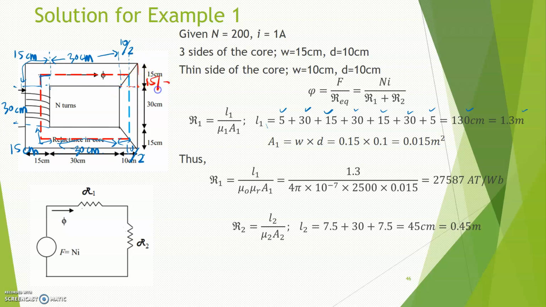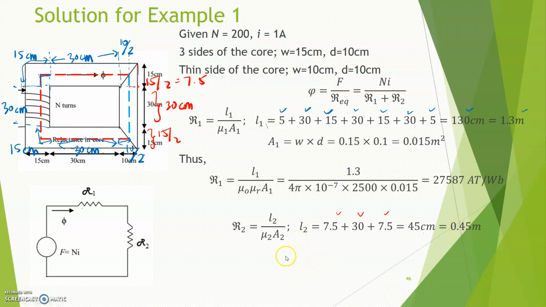Here is 15 divided by 2, which is 7.5, and then here also 15 divided by 2, and from here to here is 30 cm. So the total mean core length for core number 2 is equal to 7.5 plus 30 plus 7.5, so you get 45 cm. You can just change the units into meter, becomes 0.45 meter.